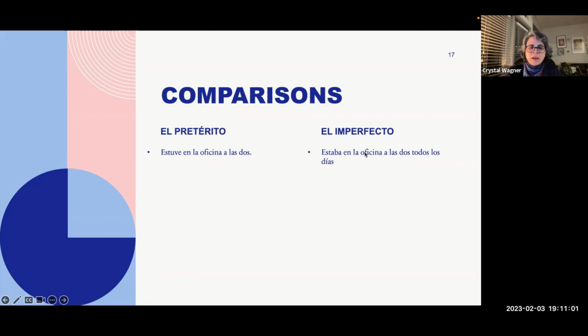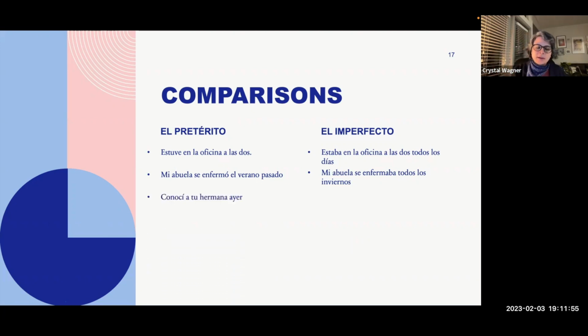Contrast that with estaba en la oficina a las 2 todos los días, every day. So here I have the ambiguity, right? That it was every day, and therefore, because it's ongoing, it is the imperfect. Remember, this is past tense. We're not talking about present tense or any of that. We're talking about the past. Mi abuela se enfermó el verano pasado. So this is an event that happened last summer. She got sick. This is a one-time thing. However, mi abuela se enfermaba todos los inviernos is kind of like a habitual thing, a pattern, if you will, right? My grandma would get sick every winter. So again, it doesn't tell me which winter or anything, it just would happen.